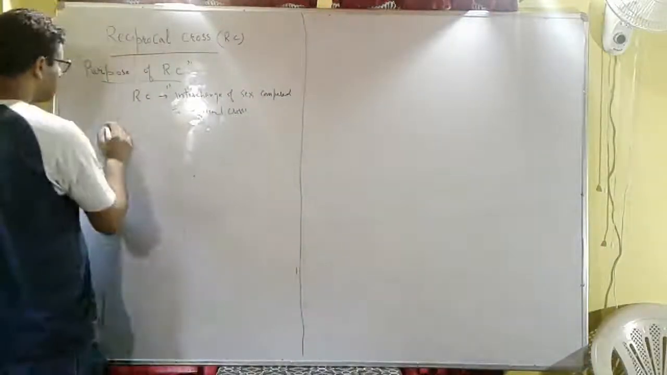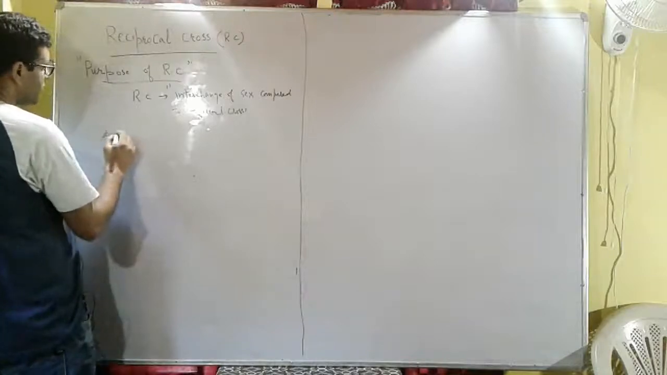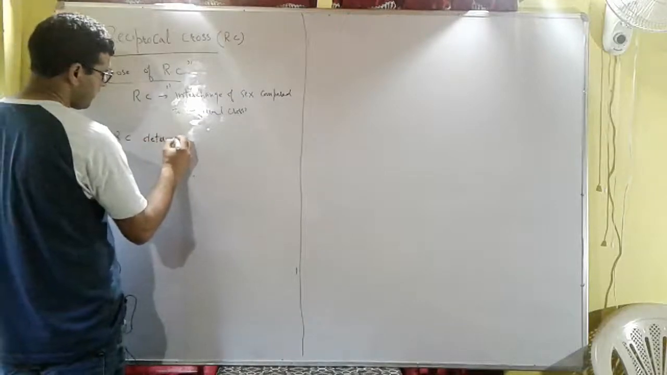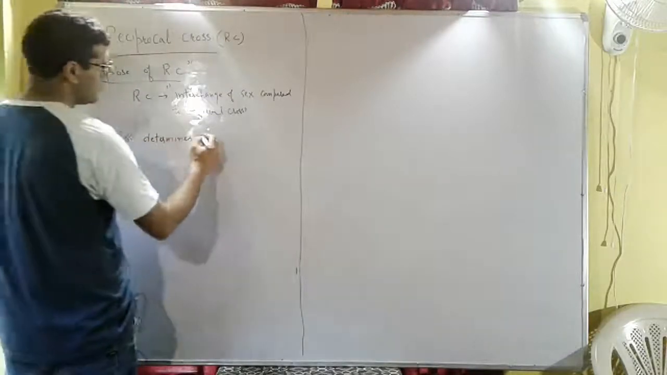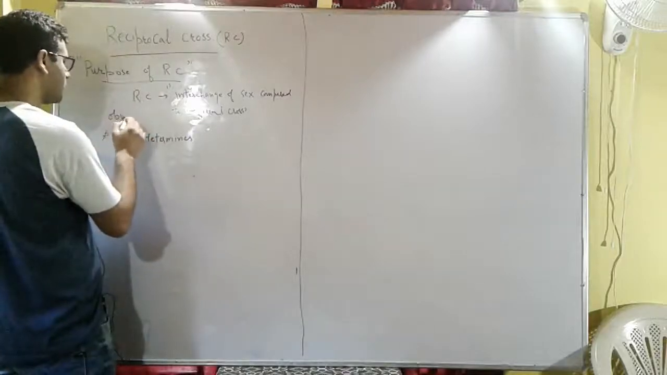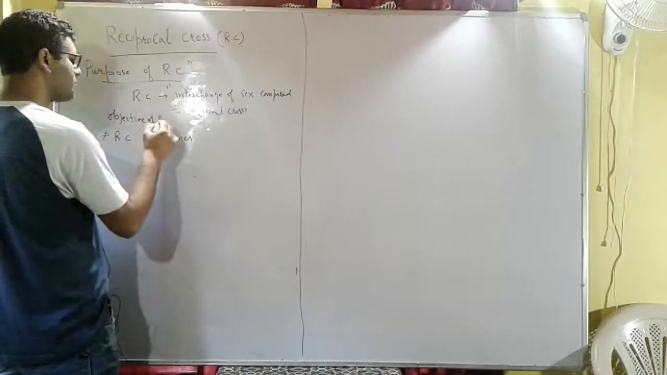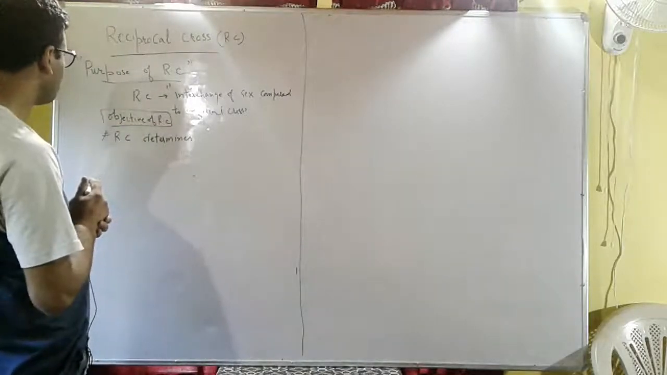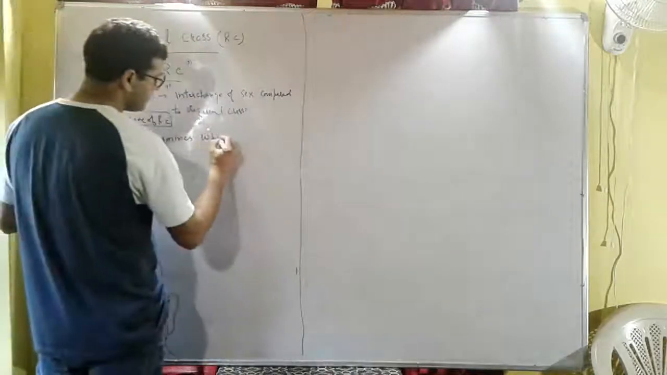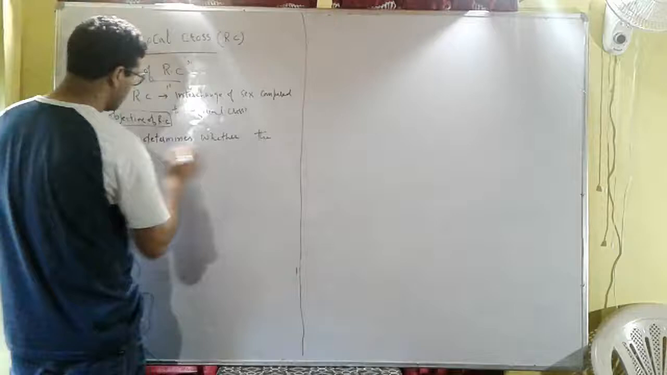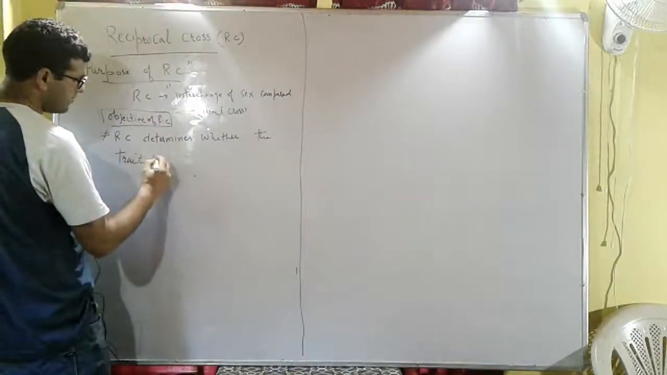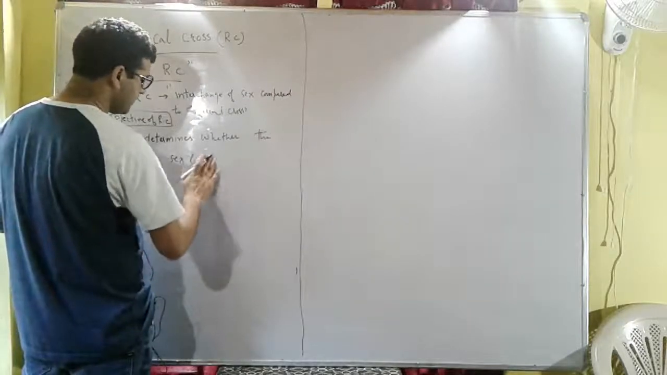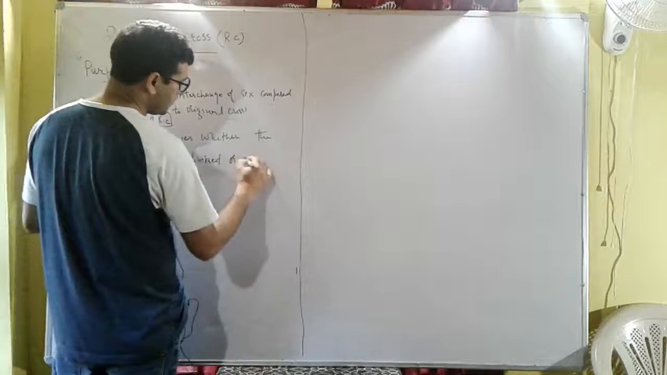So what is the purpose or objective of the reciprocal cross? The objective or purpose of the reciprocal cross is that it determines whether the trait is sex linked or an autosomal trait.